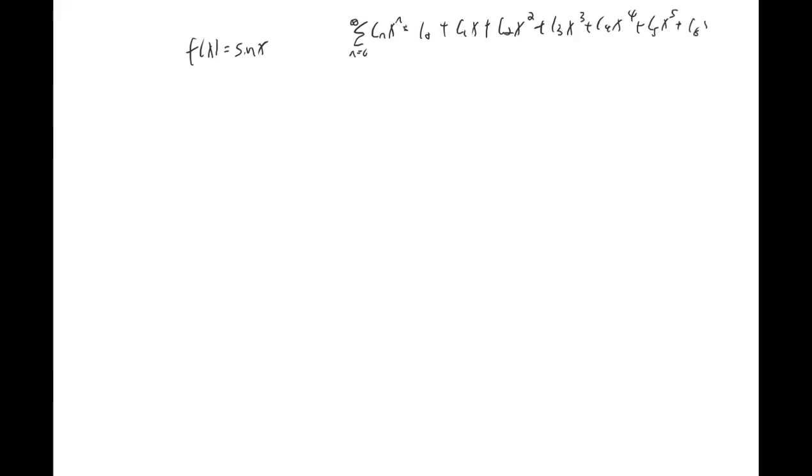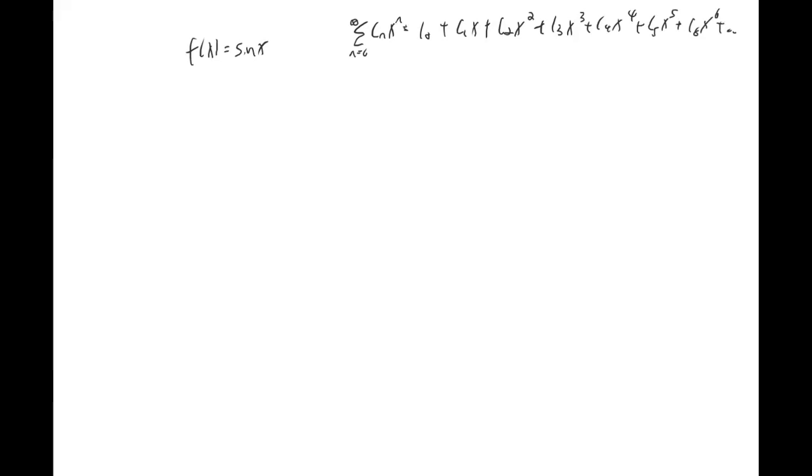So let's see how they got this. I'm just going to choose sine x. Remember, we are centered at 0, so a is 0. So c0 plus c1x plus c2x squared, c3x cubed, c4x to the 4th, so on and so forth, 5th. So we want to express sine x as this.